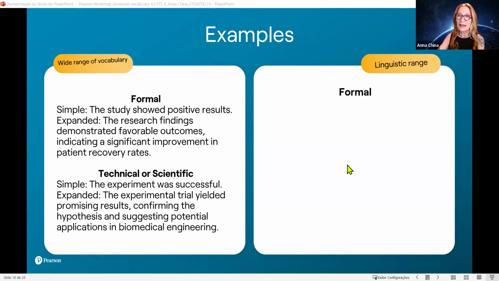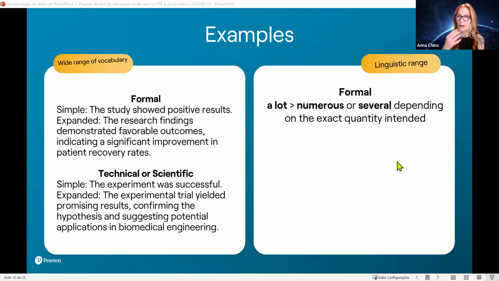Now, let's look at linguistic range when it comes to formal or informal. So informal, we would say a lot, but if we're going to the linguistic range, we're going to numerous, several, depending on the context and the exact quantity that we want to say or to refer to.